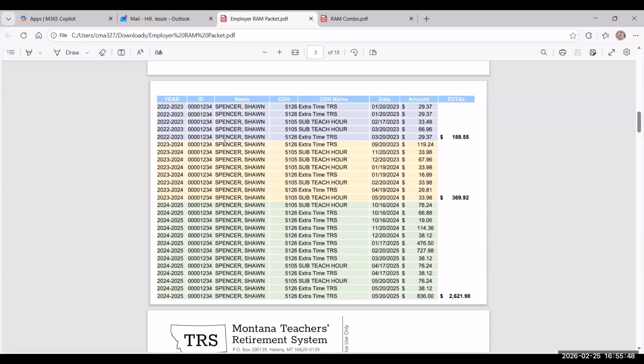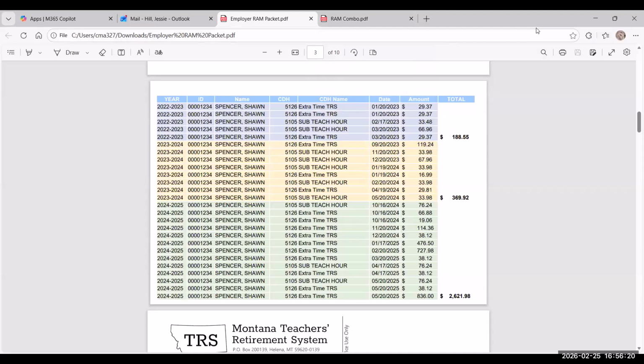So as you can see in this example, they just had extra time, probably prep time or some kind of extra time, but then they had some sub-teaching hours. So this is what I need broken out, because sometimes we find that things are reported to us that should not be. And so that's why we need a breakdown of all the wages earned and what they were, to make sure they were reported correctly to TRS.